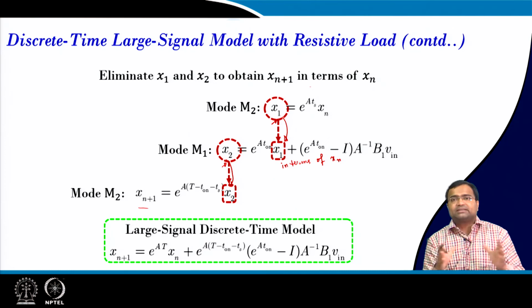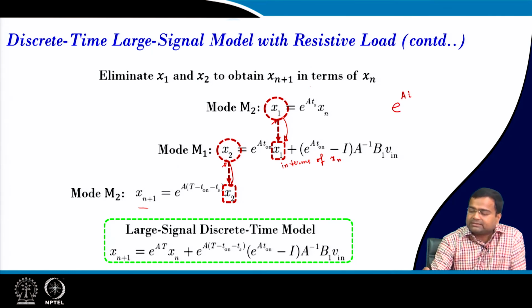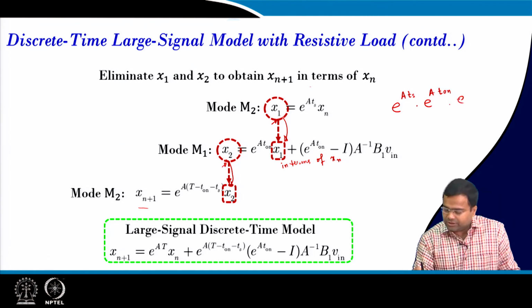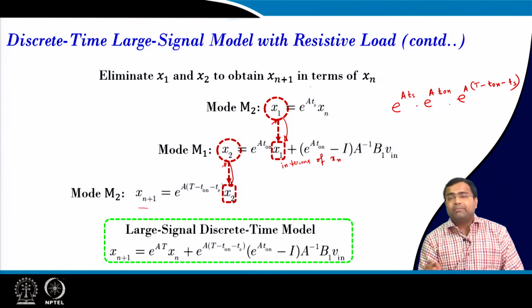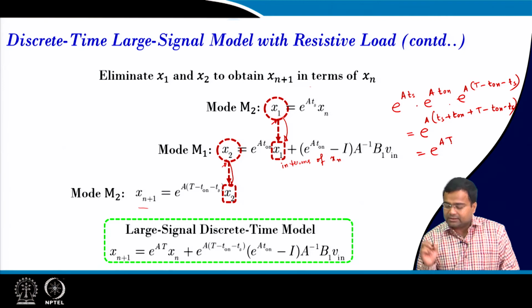So, you will get the complete discrete time model like this, and you see for all these three cases it will be a product, that means e to the power a ts into e to the power a tion into e to the power a t minus tion minus ts. So, since all a matrices are identical, you can simply write e to the power ts plus tion plus t minus tion minus ts. So, it will be e to the power a t, that is it.